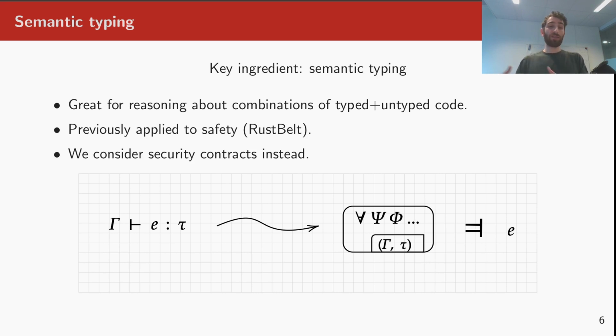If our program consists of both, then we can simply type check the typed part of the program and separately verify the untyped part of the program. In fact, this approach has been previously successfully applied in the context of the type system for the Rust programming language in the RustBelt project. There, the type system guarantees safety of programs, and generated contracts were called safety contracts. In this work, we instead consider security contracts, which guarantee not just safety, but also non-interference.